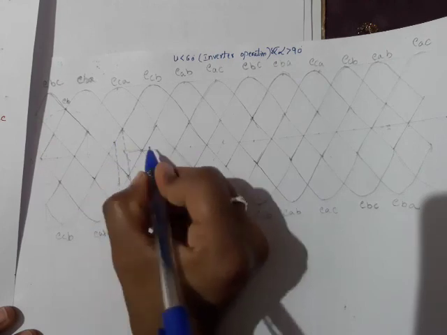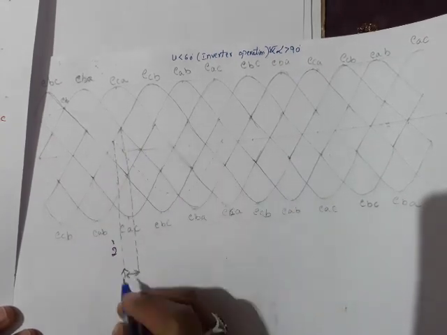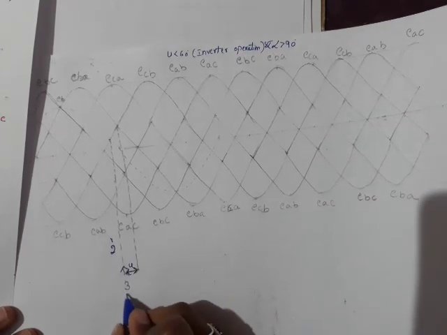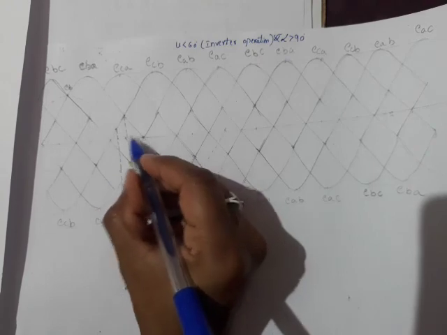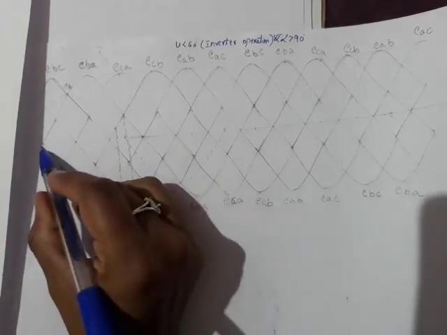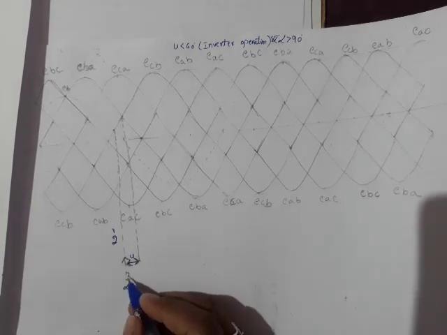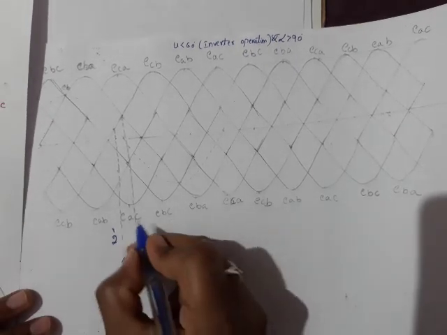This is the U period. So this period is the U period and this is your alpha. You are triggering at alpha. From here to here it is beta. From here to here it is alpha. Here we are triggering valve number 3, and valve number 3 comes into conduction.